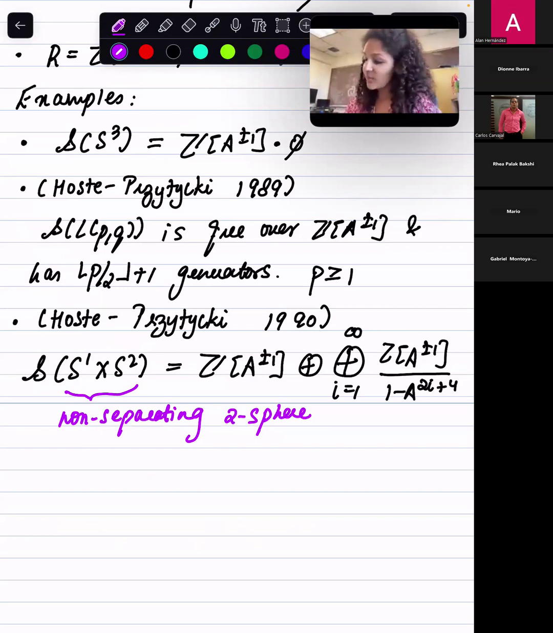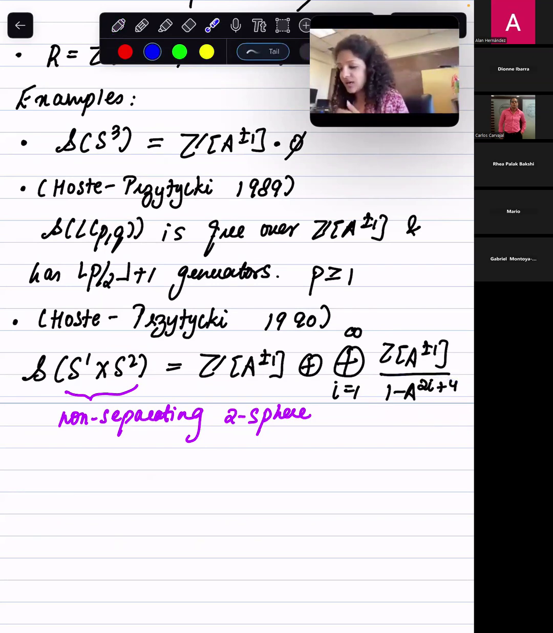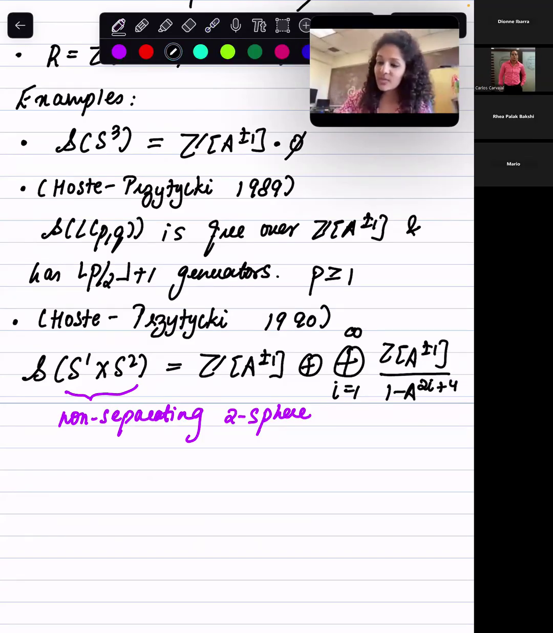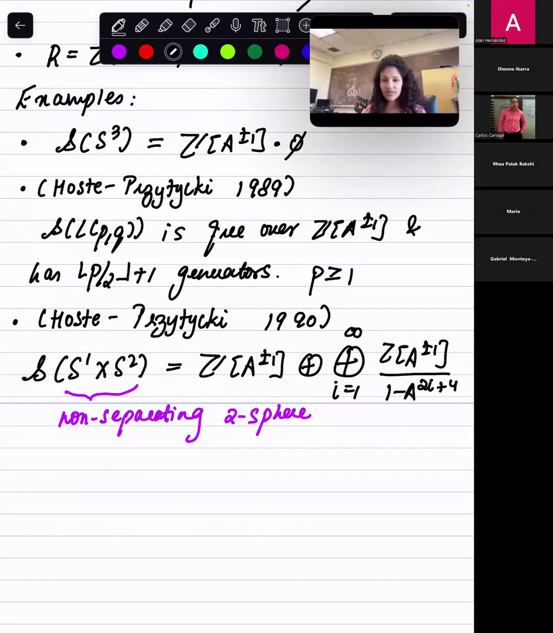And you see that when i over here is 1, you have this 1 minus a to the 6 appearing in this cyclic module. Okay, this will be important for us because the 3-manifold that I want to talk about, S1 times S2 connected sum S1 times S2, has a non-separating 2-sphere. So hence it's going to have torsion as well.